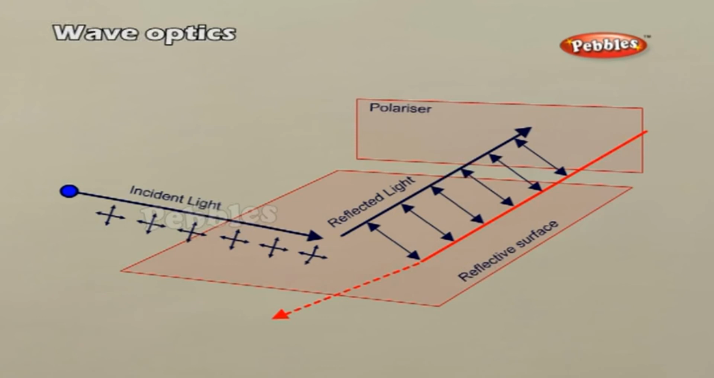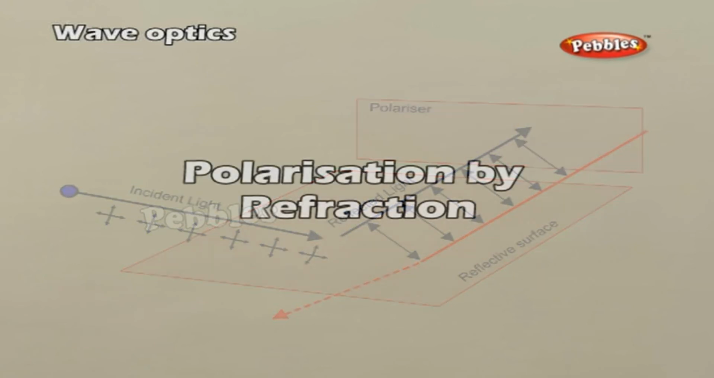This can be verified with a tourmaline crystal. The angle of polarization depends on the material of the reflecting surface. The refracted ray has waves with the plane of vibration parallel to the plane of incidence, and some waves with the plane of vibration perpendicular to the plane of incidence. The intensity of this ray is high, but it is partially polarized.